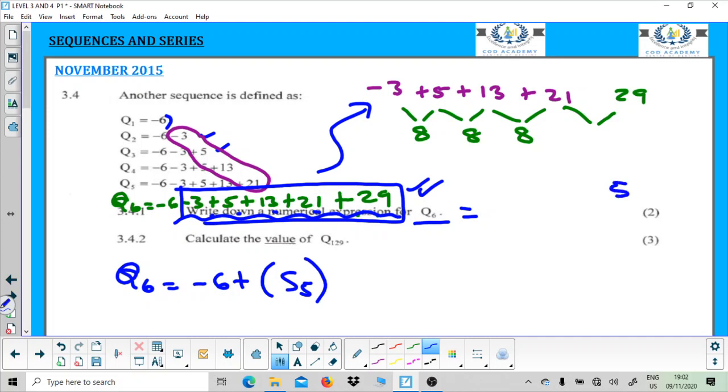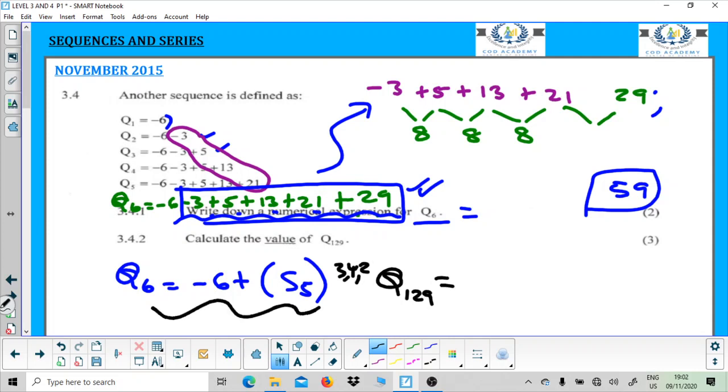It means the answer was going to be 59. So that was another way of handling things. If you use this way, and you want to find the second term, let's say Q129, the one that was asked on 3.42, you're going to use the very same strategy that we used here. The negative 6 is everywhere, plus the sum of, here we were finding Q6, we added 5 terms. So here it will be the sum of 128 terms. If you sum 128 terms of this sequence and add negative 6, you will get Q129. So there will be many ways of handling this.